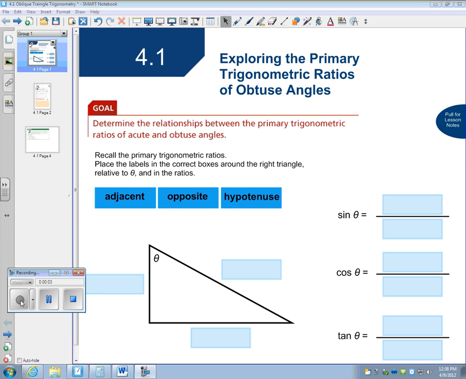4.1, exploring the primary trigonometric ratios of all obtuse angles. So we've gone from acute angles, which is less than 90, to obtuse, which is greater than 90. Okay, just a little bit of a review here.